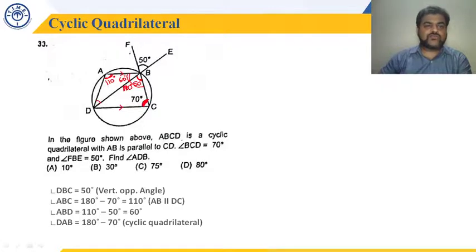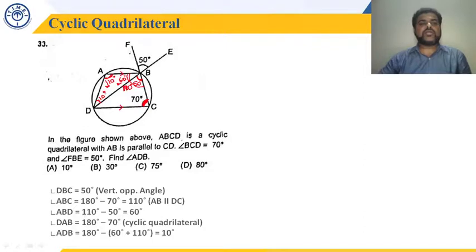Now you just have to focus on triangle ADB. In that triangle you have already got two angles, 110 and 60 degrees. So the third angle will be 180 minus the sum of 110 and 60, which is nothing but 10 degrees. So now we are applying the angle sum property in a triangle. So angle ADB is equal to 10 degrees. What is the answer? The answer is option A. I hope the question was clear to you.